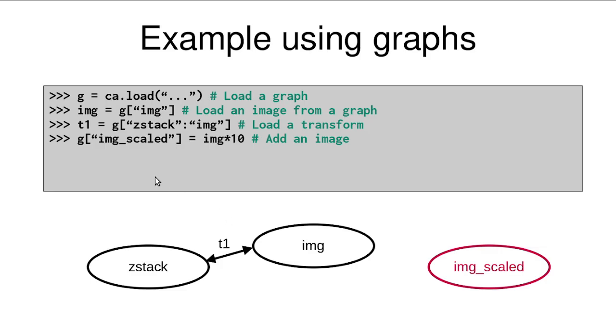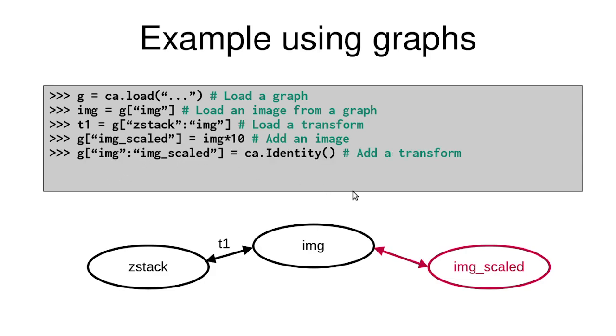If you want to add a new one, let's add image scaled. Let's scale it up by a value of 10 times. We can multiply all the values of image by 10, and we'll add it to a new node, which we're going to call image scaled. It's not connected yet, but we can connect it. Here, we're just going to connect it with an identity transform. We use the same notation of going from image to image scaled, and we connect them with an identity transform.